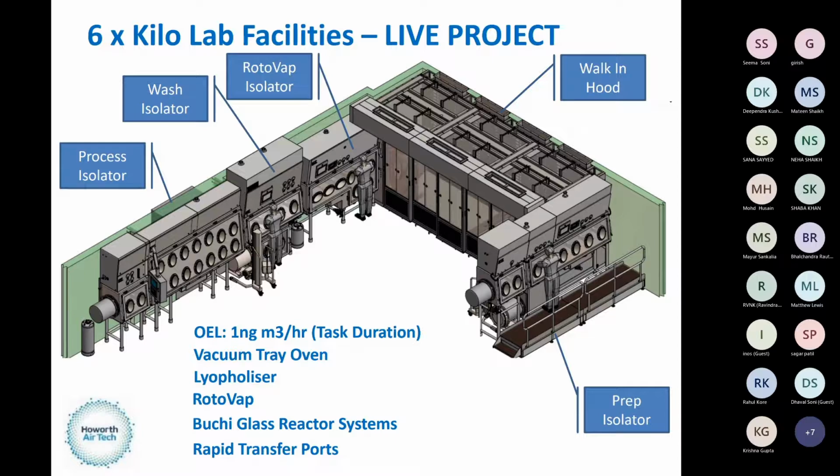We have a rotovap system in there for some of the chemistry. We need to wash the bowls of the rotovap, so we've got a wash isolator. We've got the walk-in hood or the kilo lab, which again will house process vessels. So again, that houses the reactor vessels and allows us to transfer basically between the whole system. And the prep isolator in this case is a dispensary which feeds into that reactor.